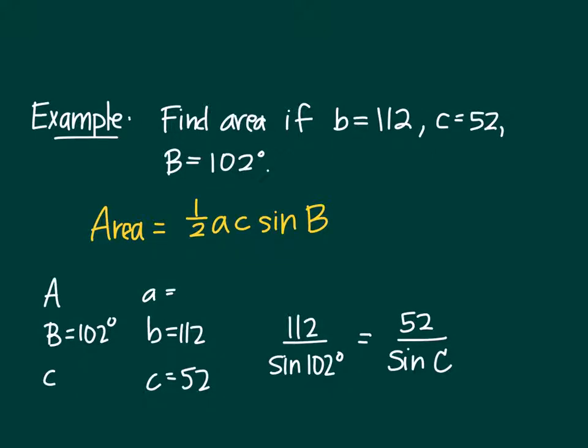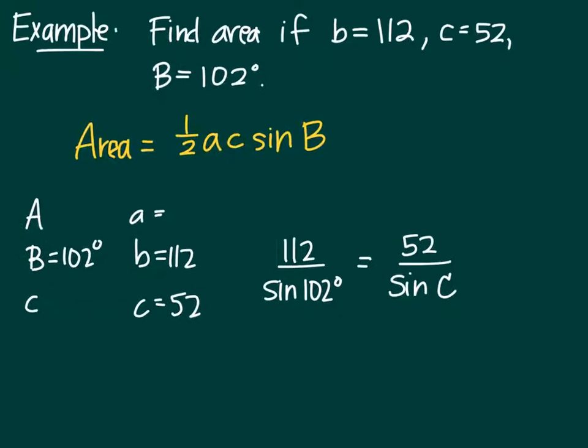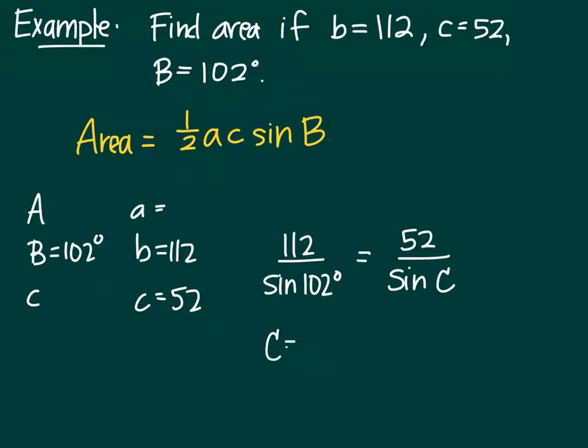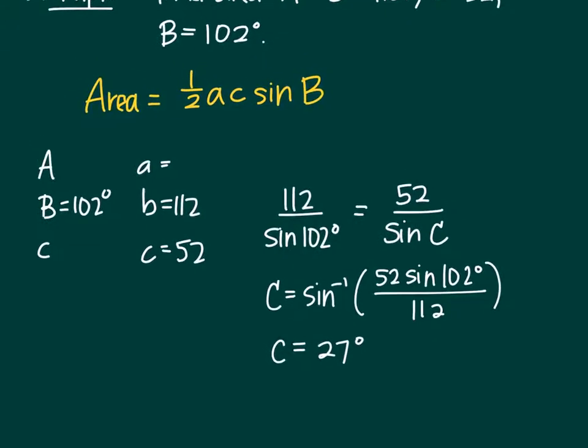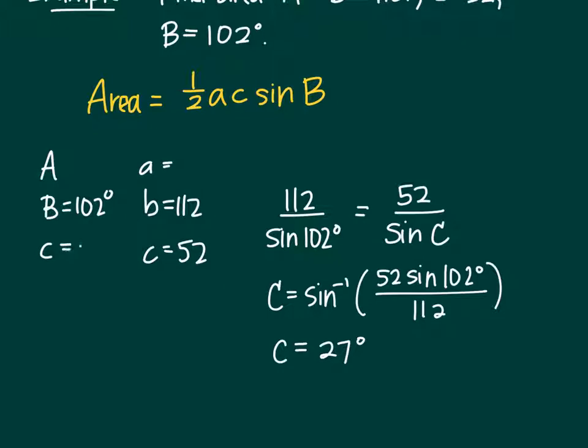When you cross multiply and you work on the inverse, I'm going to save you time and just show you. Okay, we've cross multiplied and we've done the inverse. So that'll be 52 cross multiplied by sine 102 divided by 112. I've already worked that out. C turns out to be 27. All right, let's fill in our chart, and we know C to be 27.